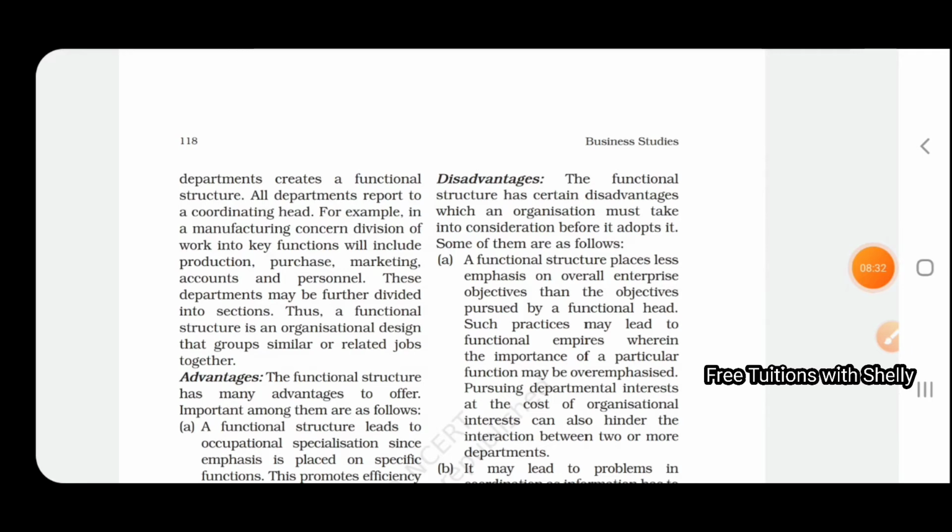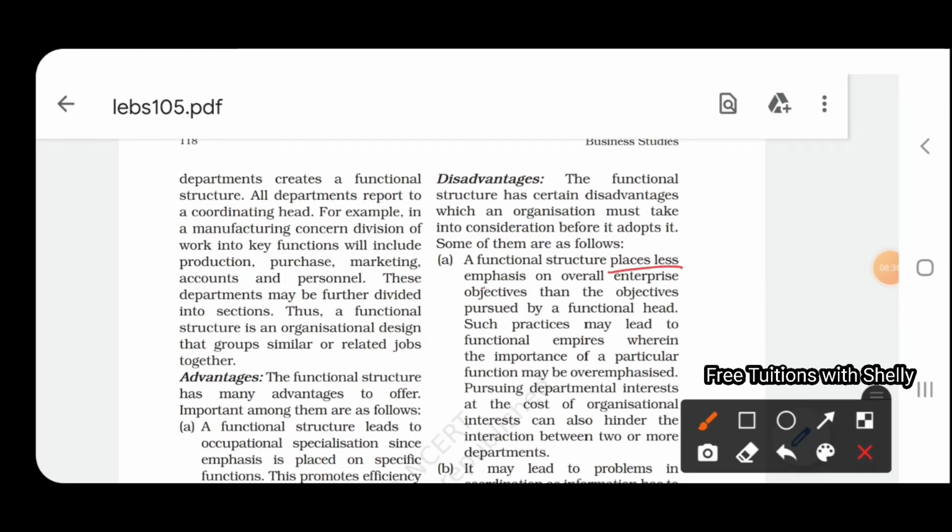Now let us look at the disadvantages. The disadvantage is that it places less emphasis on overall enterprise objectives. Different departments have been created, so each department will function keeping its own objectives in mind, and the organization's objectives will be forgotten. So they give less importance to organizational objectives, and more importance to department objectives.